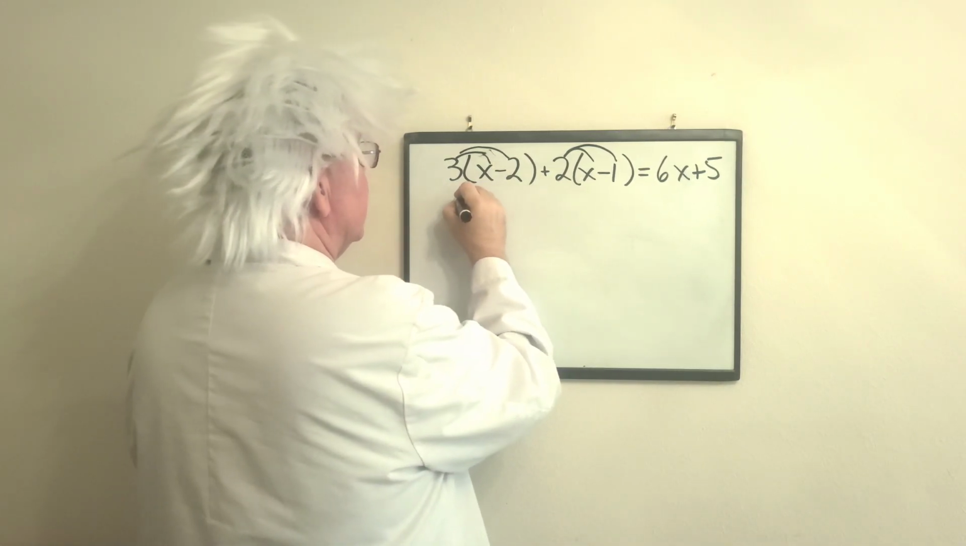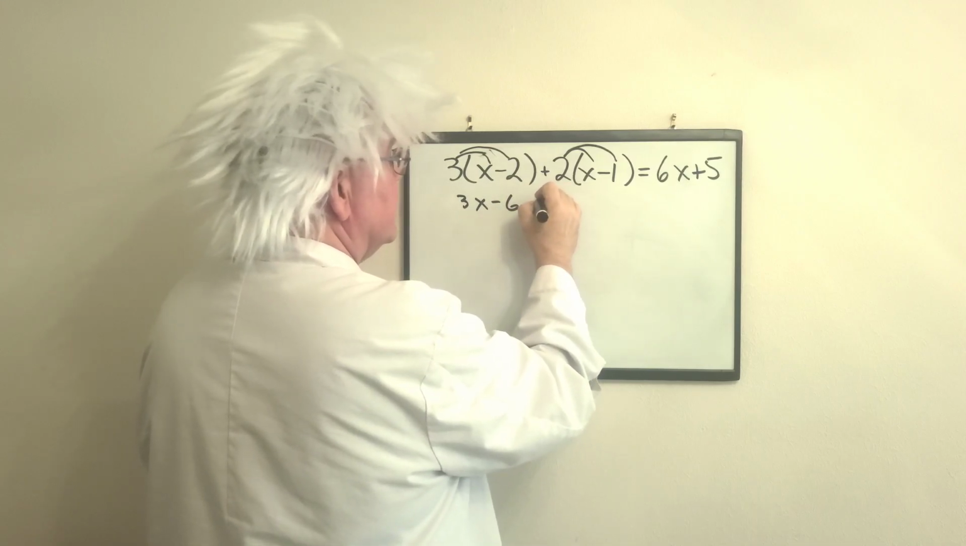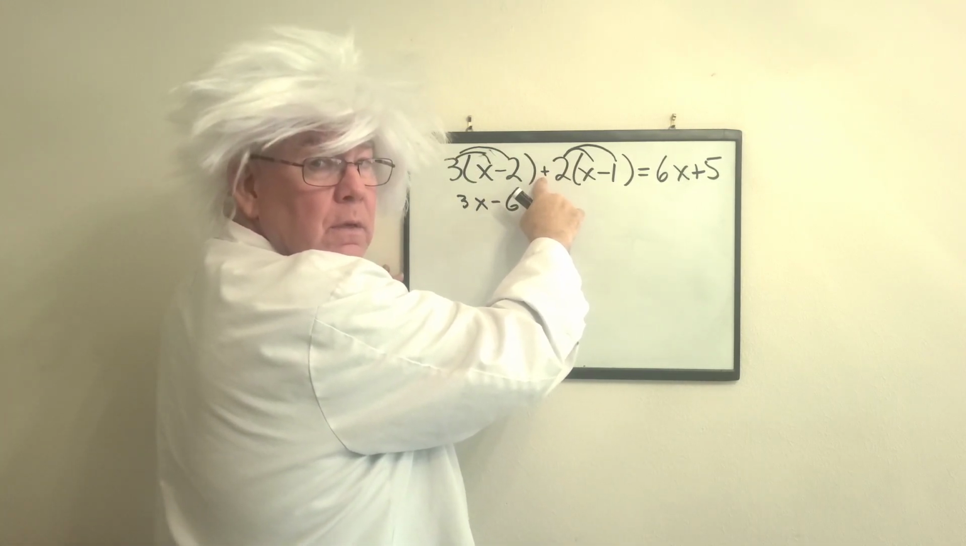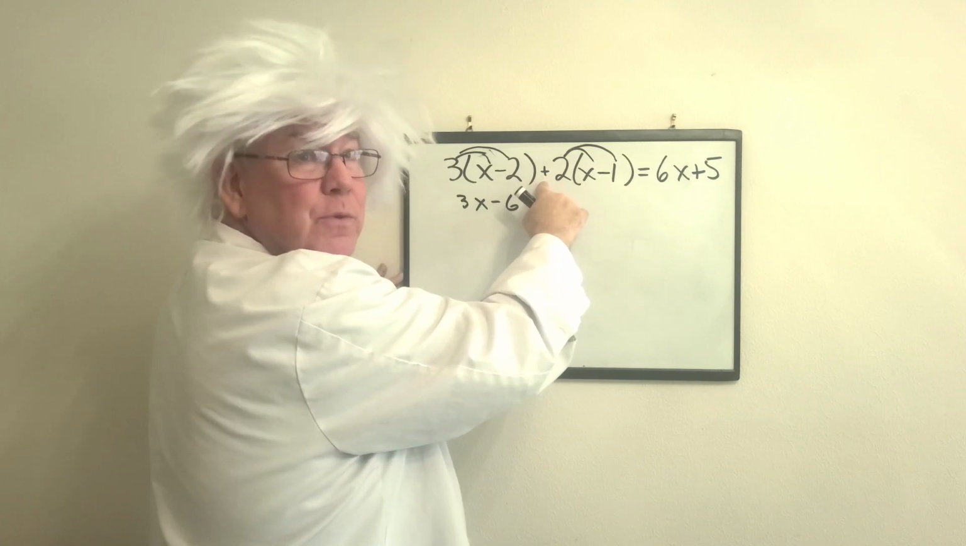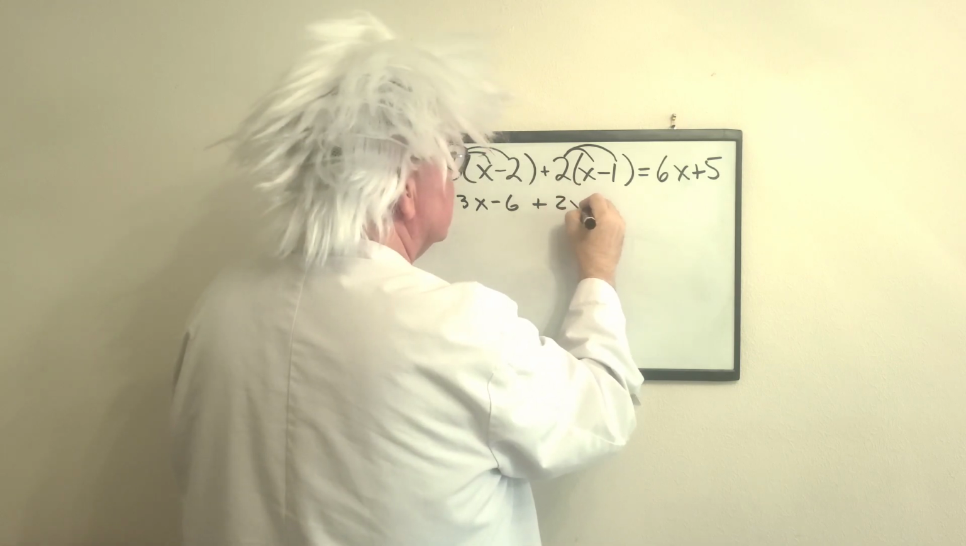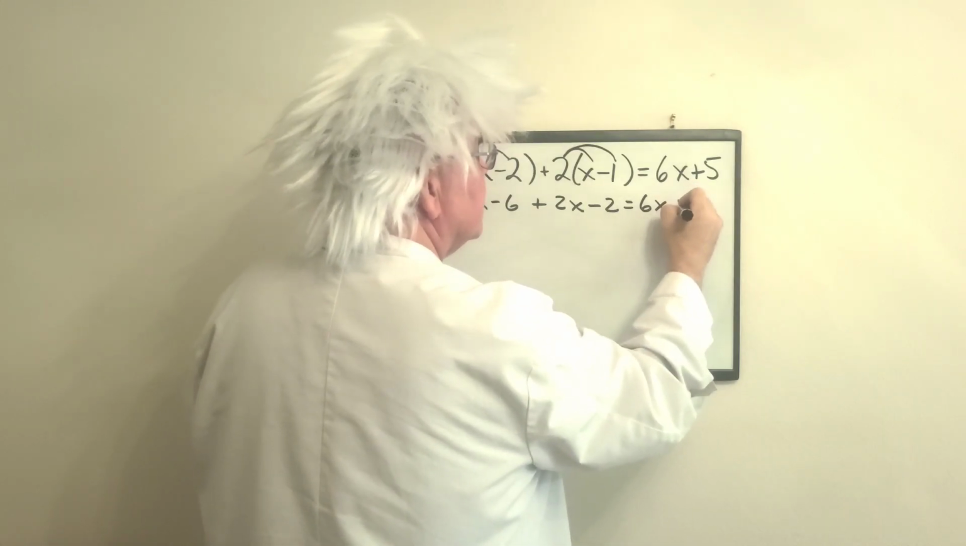So 3 times x is 3x. 3 times 2 is 6, so that's -6, plus, always respect the sign. If this was negative, or minus, it'd be -2. So 2 times x is 2x, and then 2 times -1 is -2, equals 6x plus 5.